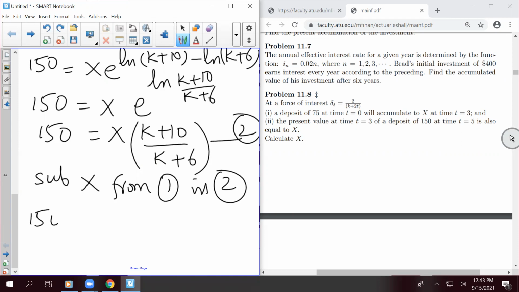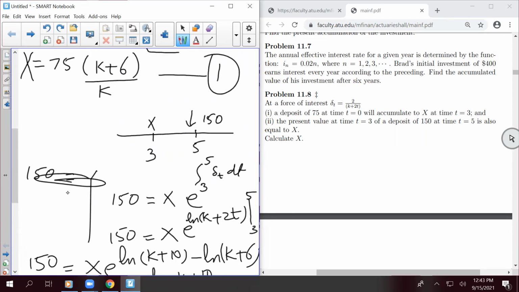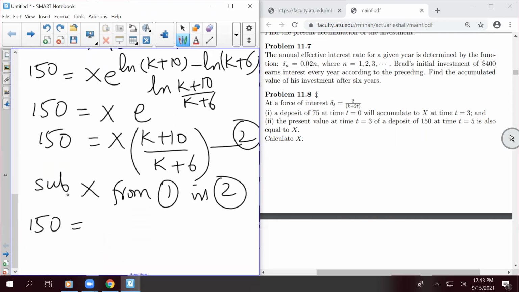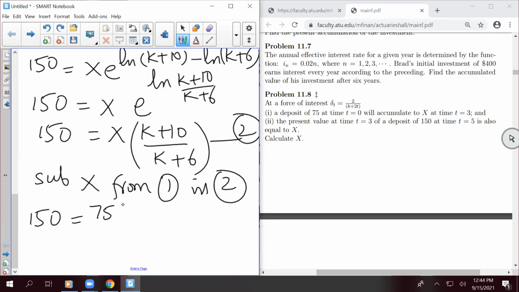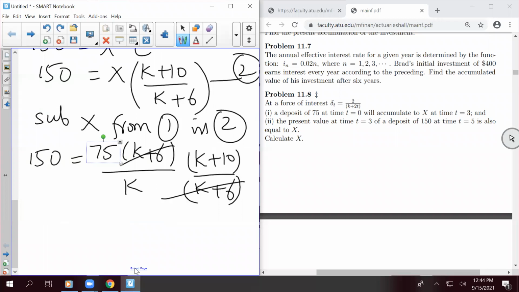So 150. So x is 75 times (k plus 6) over k. And then we have the (k plus 10) over (k plus 6). K plus 6 very conveniently cancels out. And then I can divide both sides by 75. So I get 2 is equal to (k plus 10) over k.